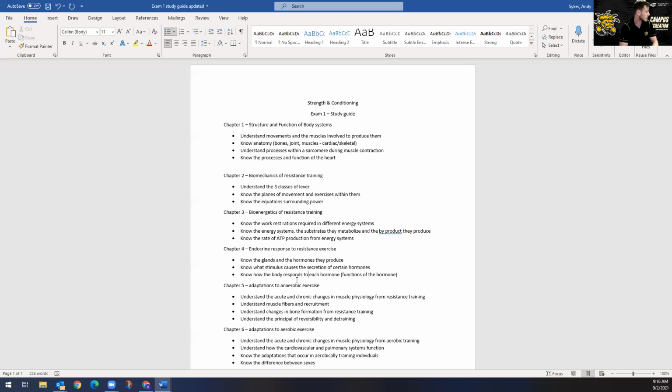Chapter 5, adaptations to anaerobic exercise. So this is your faster, more intense exercise. Understand the acute and chronic changes in muscle physiology from resistance training. So what things are we going to notice happens when we go through anaerobic exercise? So this is weight training, this is sprints, this is stuff that requires higher intensity, okay? Glycolytic or phosphagen system, okay, not aerobic.